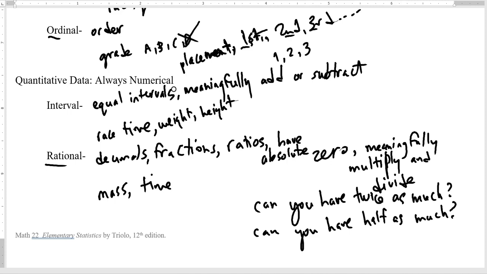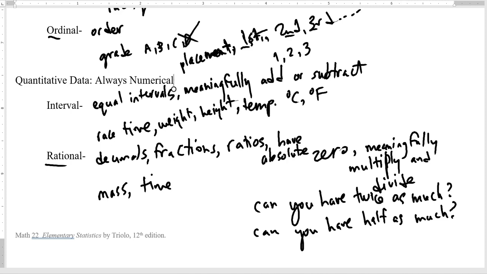So where I can catch a lot of people on this, and this is just interesting, I'm not trying to catch you on this, but temperature. Your temperature is interval. Temperature in your body, temperature outside. This is temperature if we are doing degrees Celsius, degrees Fahrenheit. Those are all interval.